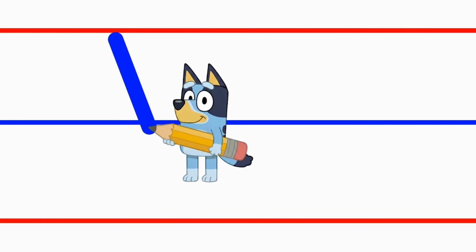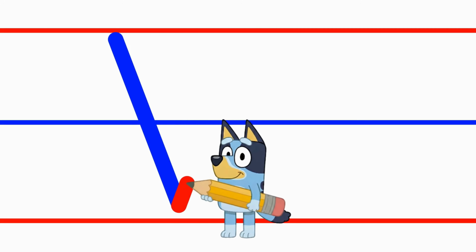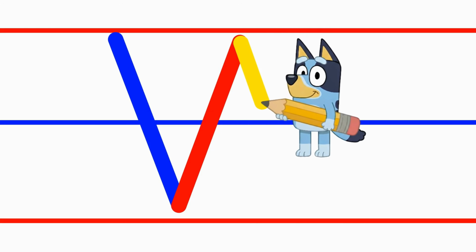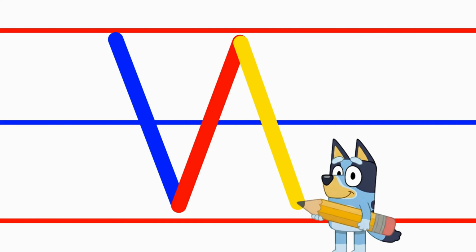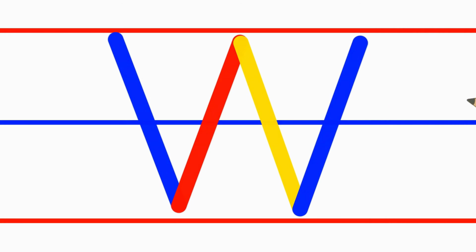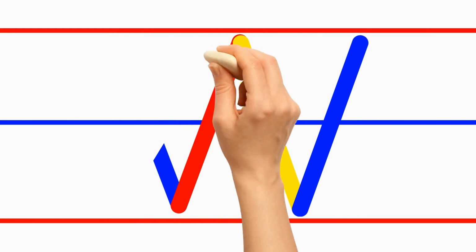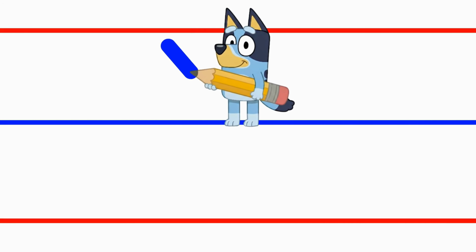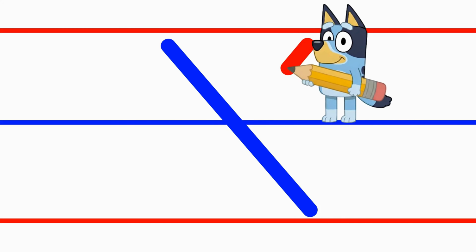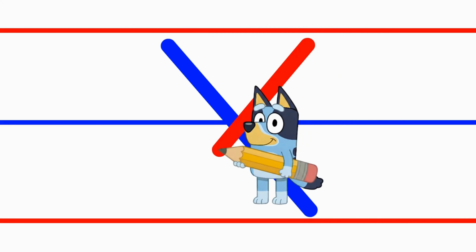Slanting line going down, then slanting line going up, then slanting line going down again, slanting line going up, capital W. Slanting line going down and one more slanting line crossing down, capital X.